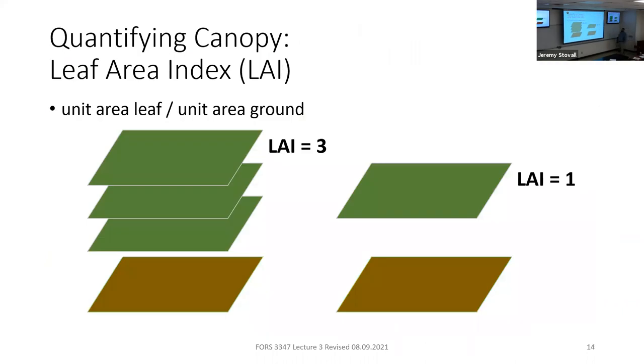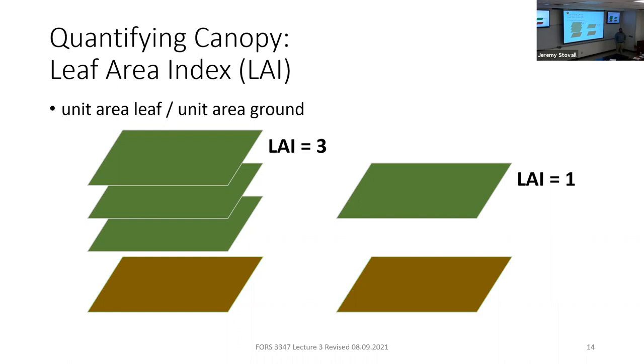Okay, so let's shift gears a little bit. We've been talking about carbon in, and we've had that picture of the tree with the hypothetical beam of light going through it. Let's look at how we actually quantify that and actually make that operational in forestry. And we do that with a concept called leaf area index.